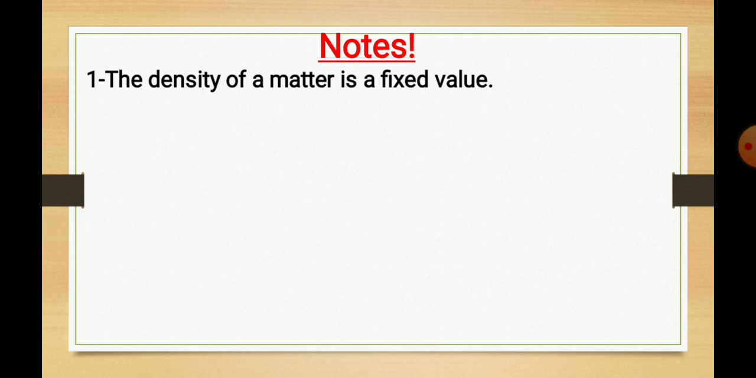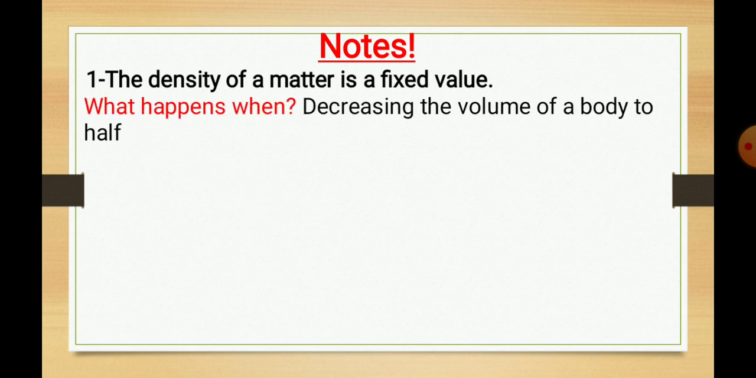For example, the density of a cube of copper whose volume is 2 cubic centimeters is the same as the density of another cube of copper whose volume is 10 cubic centimeters. So the density of matter is a fixed value whatever the used volumes or masses differ. What happens when decreasing the volume of a body to half? For sure, the density remains constant.